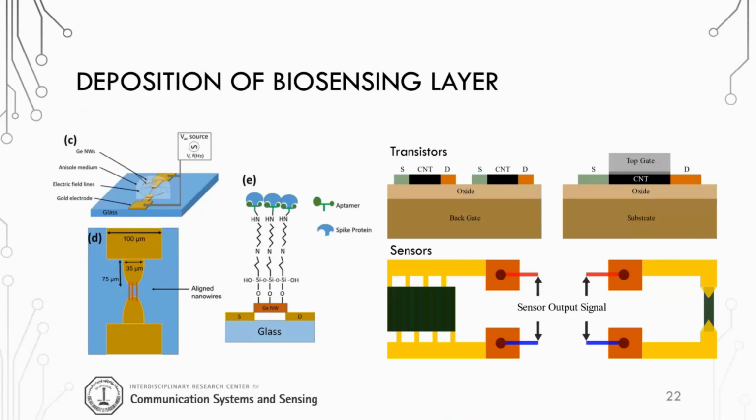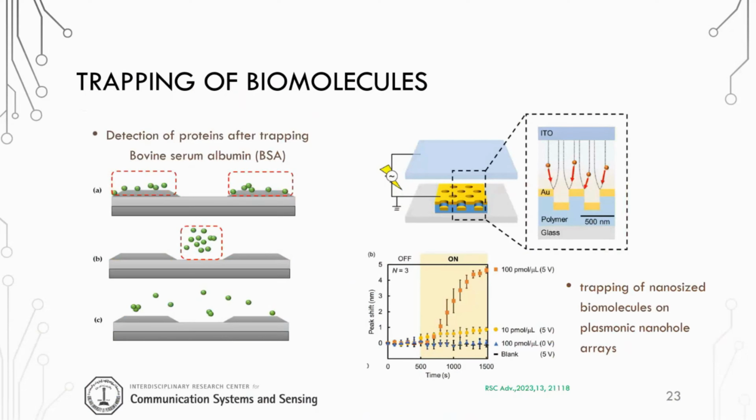This can be used if you have IDE electrodes, or also if you have just a normal pair of electrodes. It can also be used in transistors. There are a lot of applications of field effect transistors, sensors that are based on transistors. Also, you can do the deposition of your channel here using electrophoresis. So this is one application.